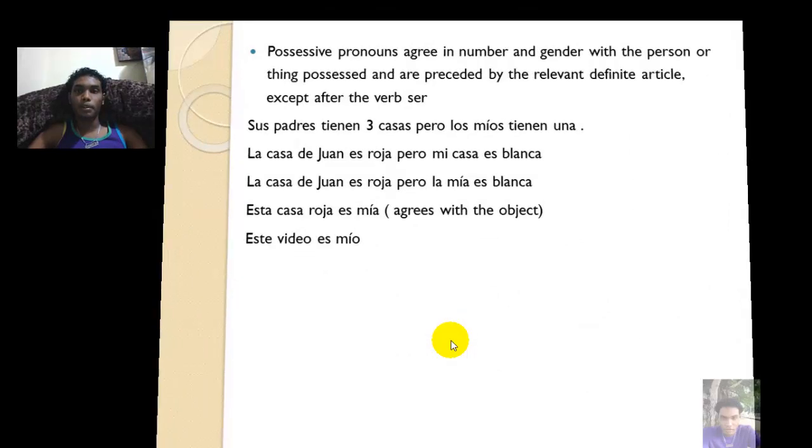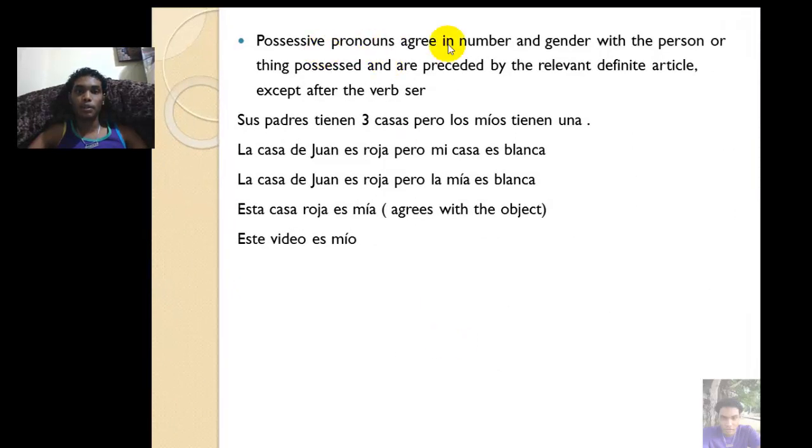Possessive pronouns agree in number and gender with the thing possessed, and are preceded by the relevant definite article, except after the verb ser. Okay? So, sus padres tienen tres casas, pero los míos tienen una. Okay? So, her parents have three houses, but mine, los míos, have one. Okay? And the same goes here. It agrees with the object.